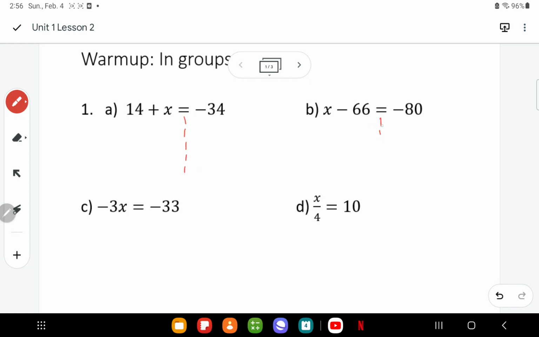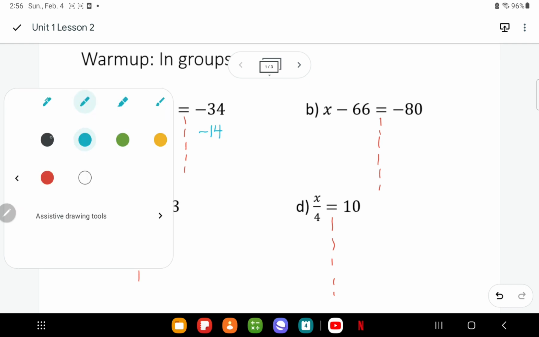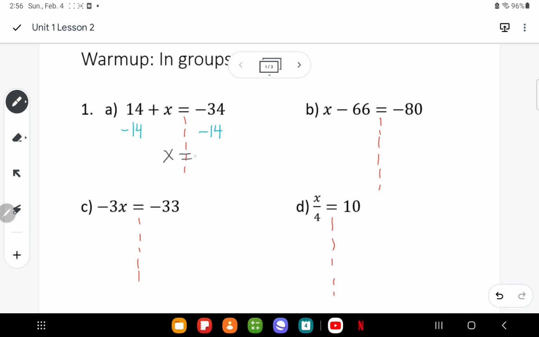I'm just going to go through quickly and put all my dotted lines down the middle. Now for A, I have 14 plus x equals negative 34. My opposite operations are minus 14 on both sides, giving me x equals negative 48. For B, I have x minus 66 equals negative 80. The opposite operation would be plus 66 on both sides. And the answer here, x equals negative 14.